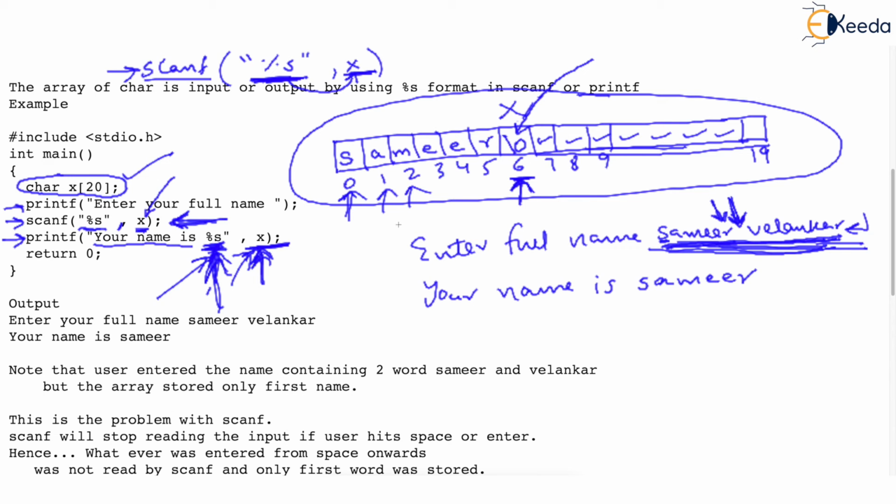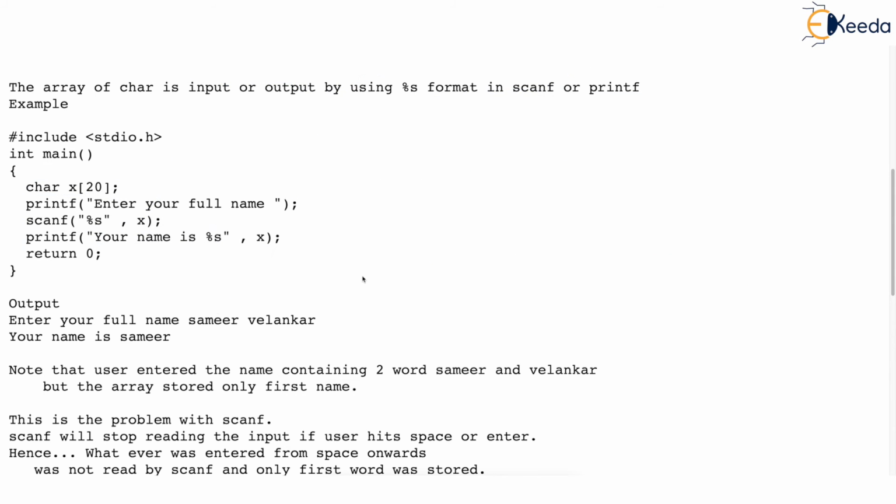But then you didn't like this, I'm sure. You didn't like this because the user gave the full name. Check this, this is the output. But only the first name was printed, of course, because after the space, nothing was stored, and only the first name was stored, including \0.